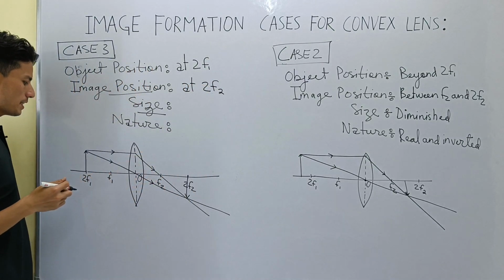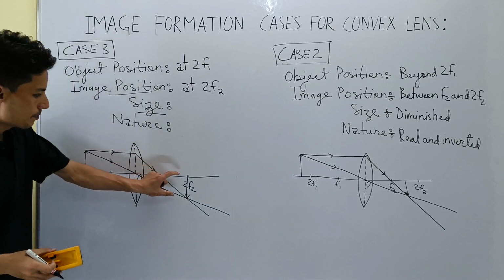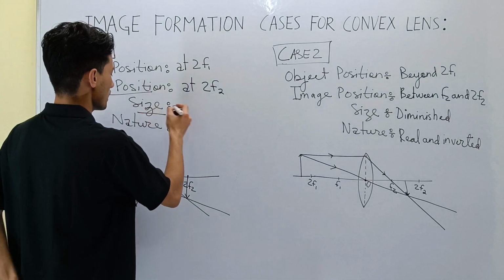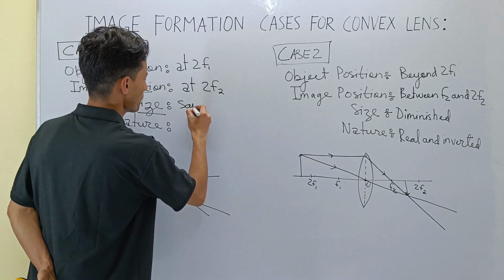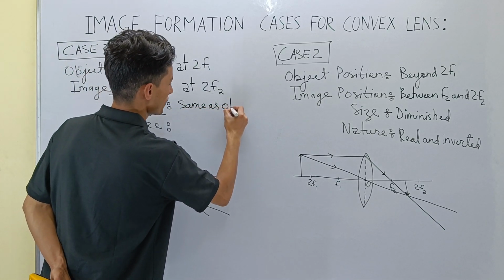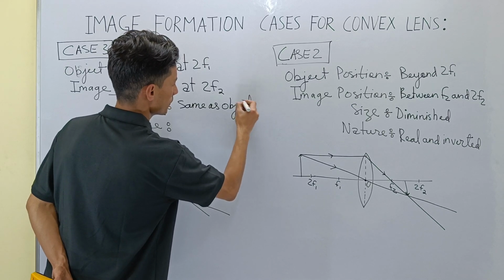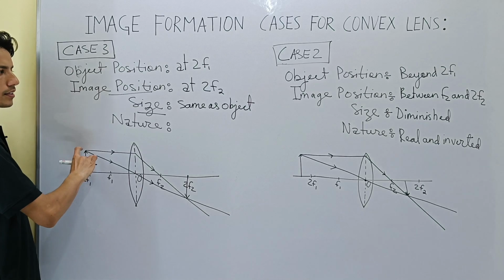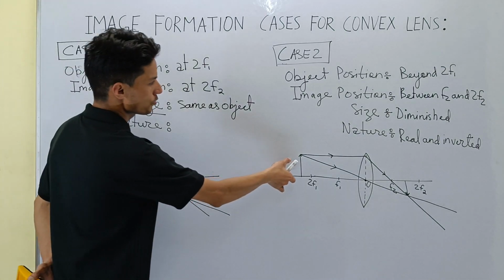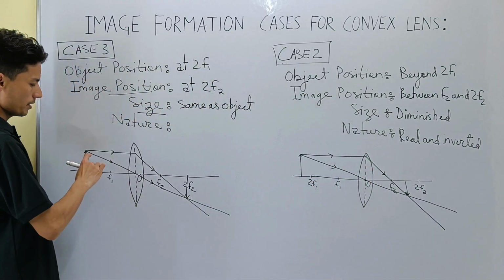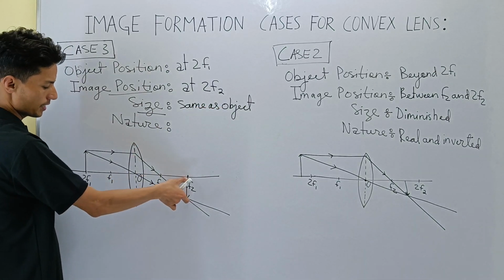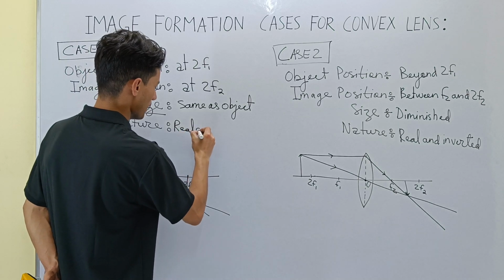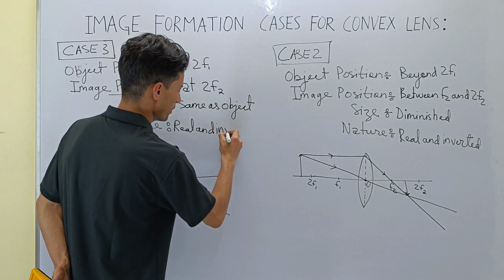Now it is in this case that the image height is equal to the height of the object. So size is same as object. Remember this. Here in case 2 it was smaller, but here it is the same as the object. So the image height is same as the object and the nature is still real and inverted.